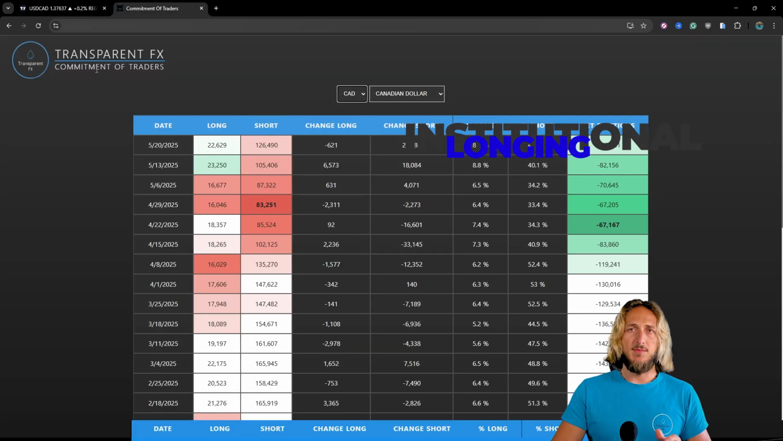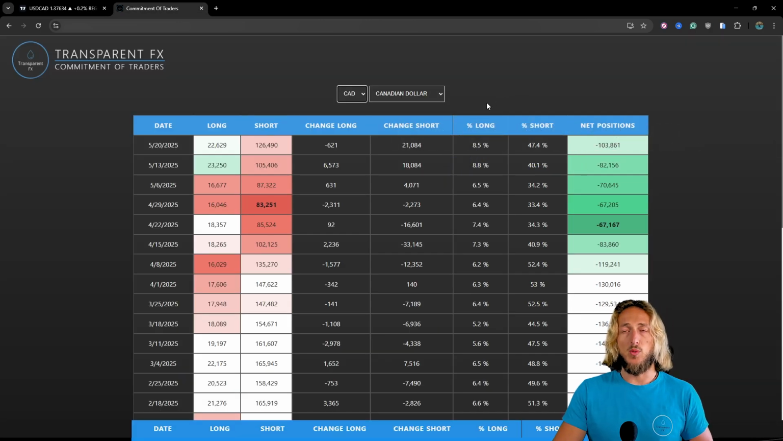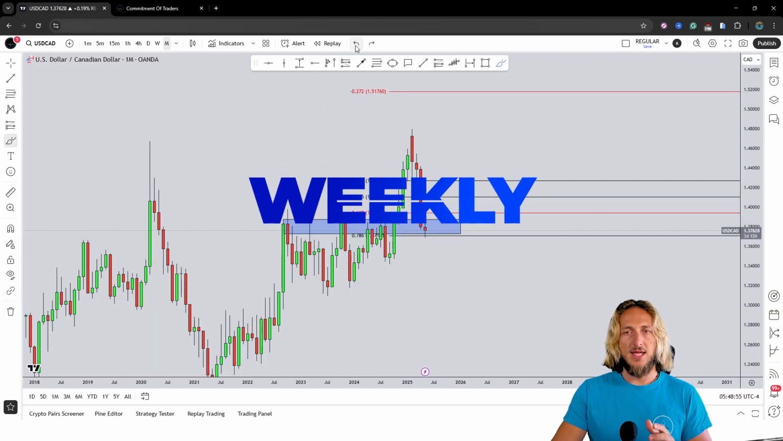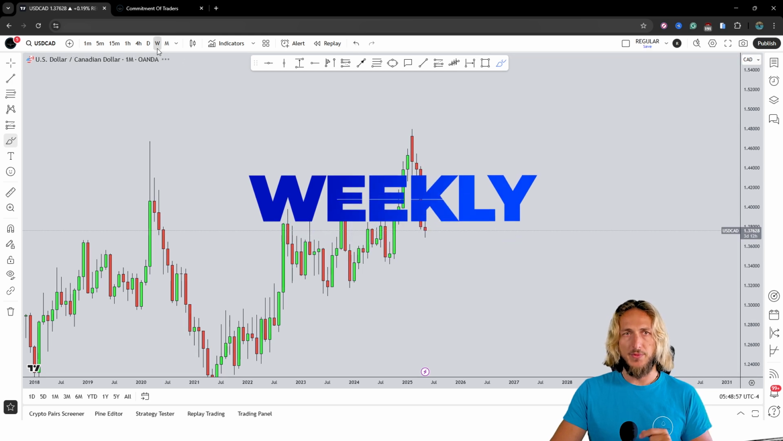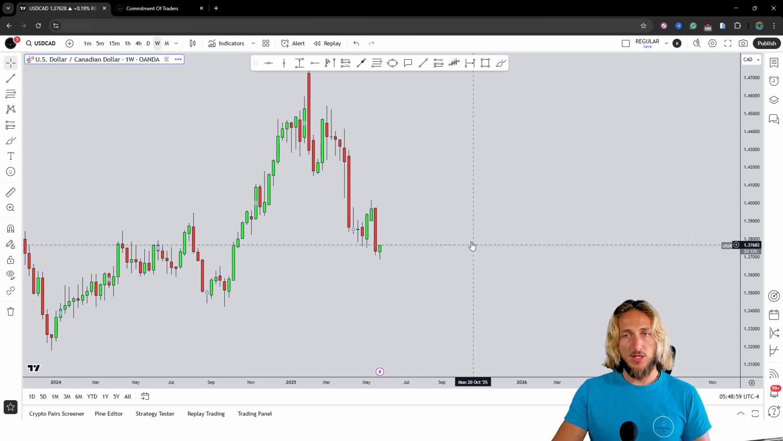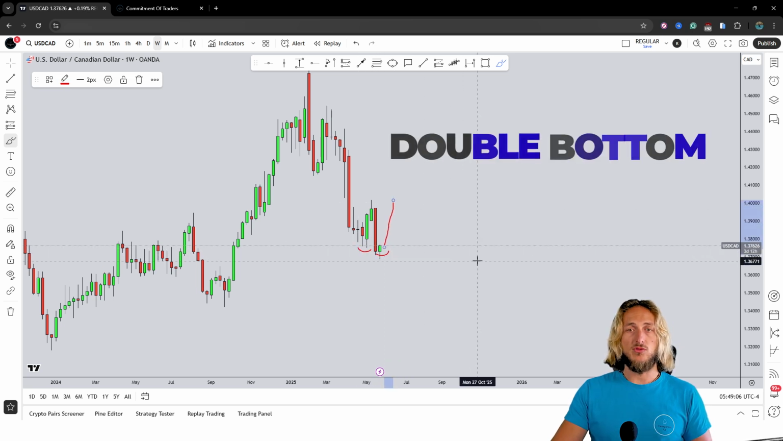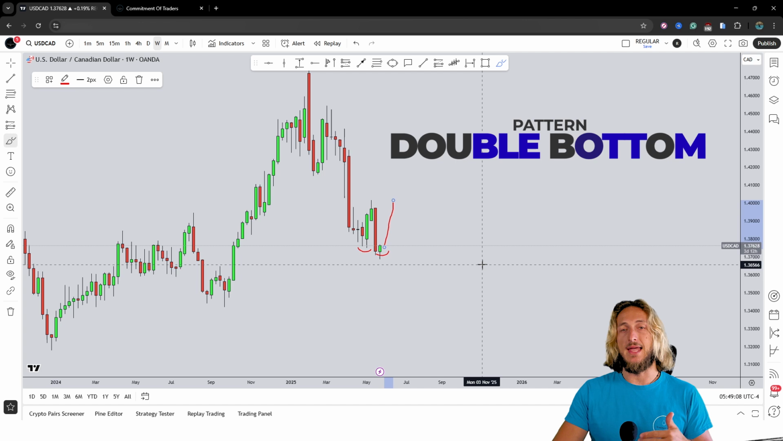And we will be speaking about institutional positioning in just a few moments when we move to the commitment of traders analysis. But for now, let's keep all of this in mind and drop down to the weekly time frame. Now, from a weekly perspective, what we can notice is that the market is at the moment testing exactly the previous low. So there is a possibility for a double bottom to be created at this area.